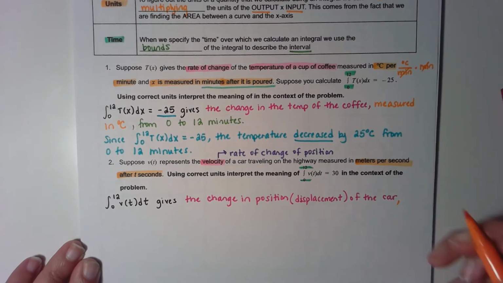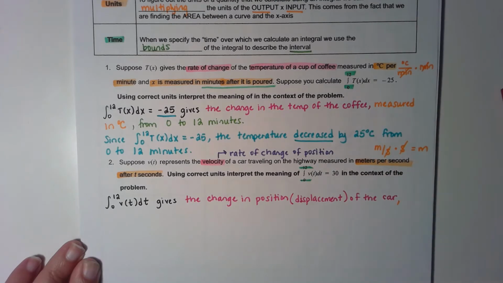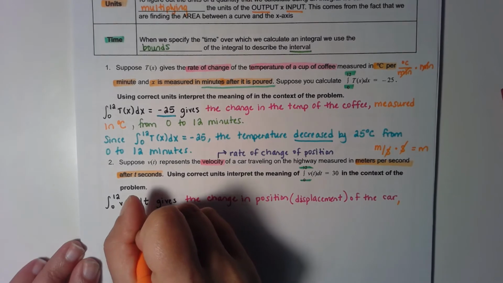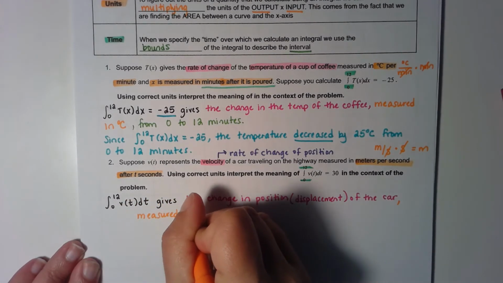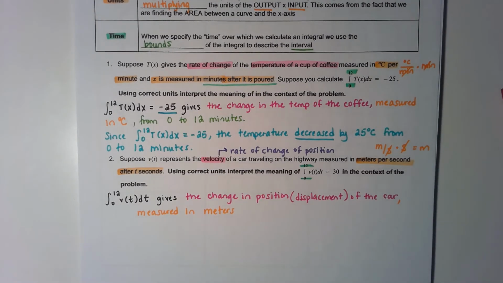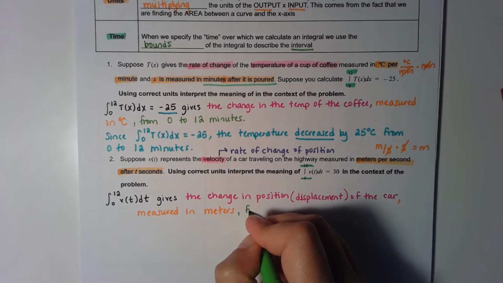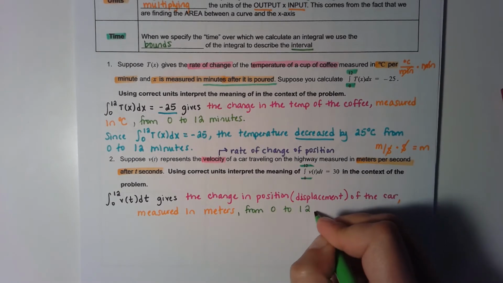Now my units are going to be meters per second times seconds, which means it's just going to be meters. So I would say measured in meters, which makes sense. If you're figuring out the change in a position, you wouldn't ever say it's like 10 meters per second away from where it started. It's going to be 10 meters away from where it started. And then you would say from 0 to 12 seconds.